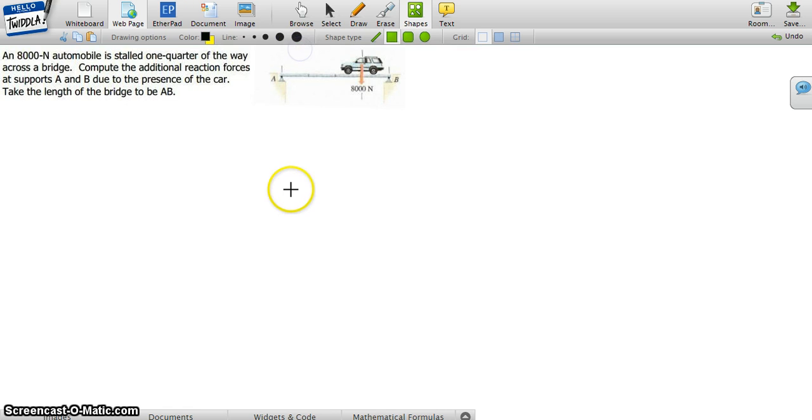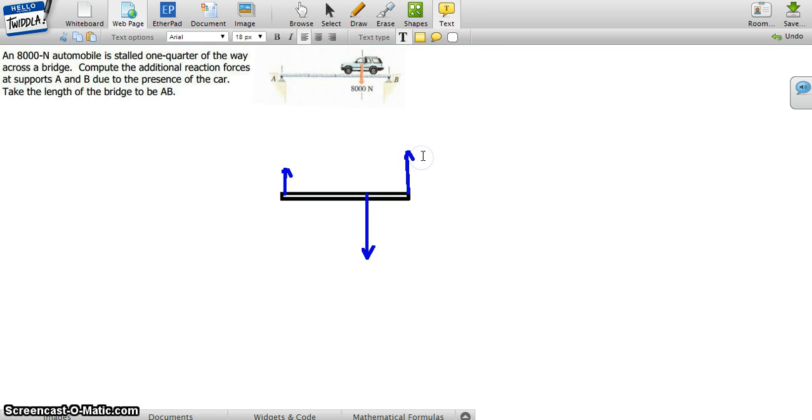Okay, so let me redraw this extended free body here. So here's the bridge, and there is a downward force on the bridge from the car, and there's going to be some reactionary forces at A and at B. So I'm going to call this force B and this force A, and this I'm going to call weight of the car.